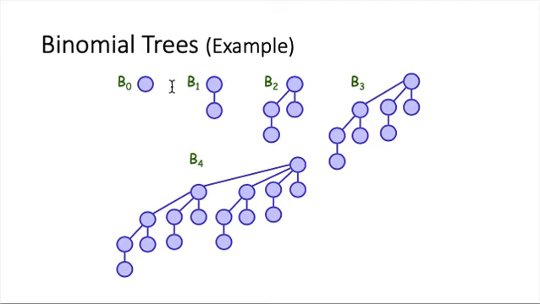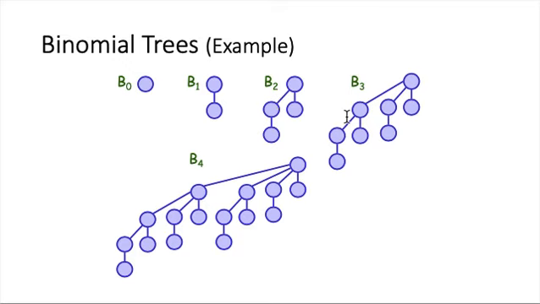So this is B0, which contains just a single node. B1 combines two B0s together, joining the root of one with the root of the other. And B2 joins two B1s. So there is a B1 here, and there is another B1 here. The root of one of the B1s becomes the leftmost child of the root of the other one. So it is like this.